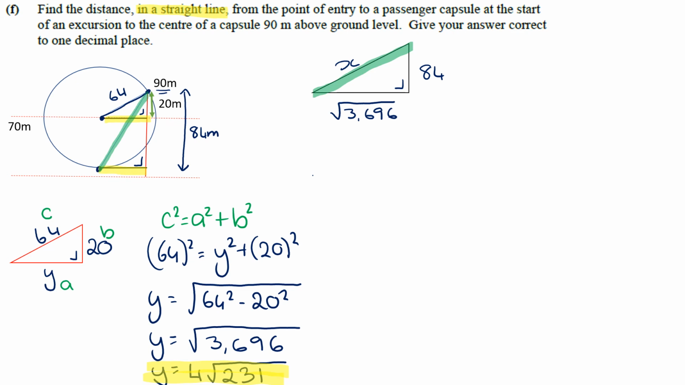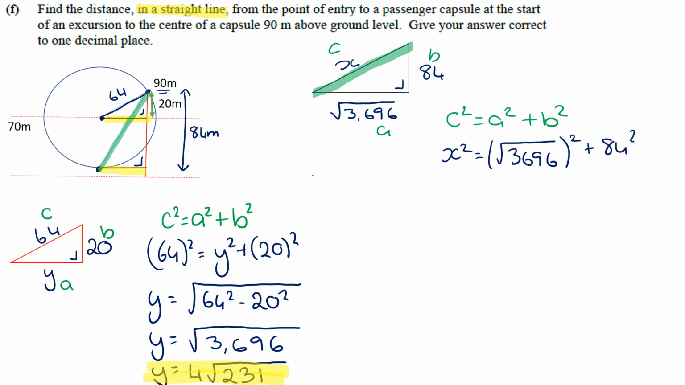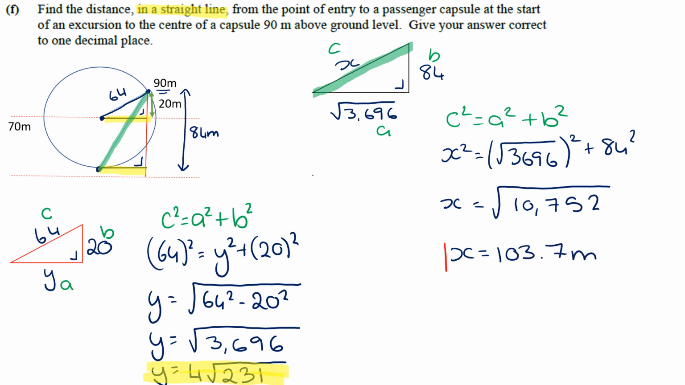So I'm going to use Pythagoras again. So there's c squared equals a squared plus b squared. I get x squared equals, so this is what I meant about that square root. This just leaves me with 3696 plus 84 squared. And when I work through that, I get x is equal to the square root of 10,752. I need my answer correct to one decimal place, it said, so that gives me 103.7 meters. So that is my answer.